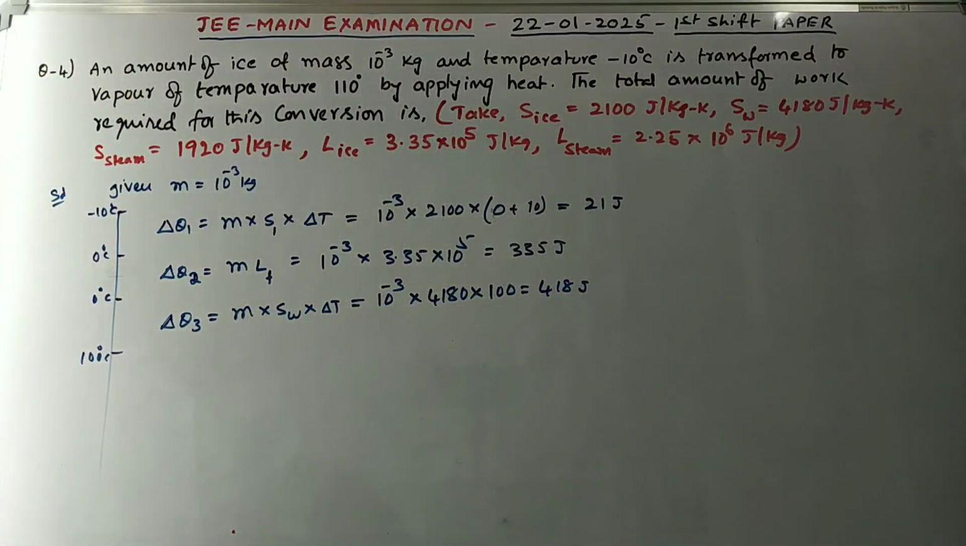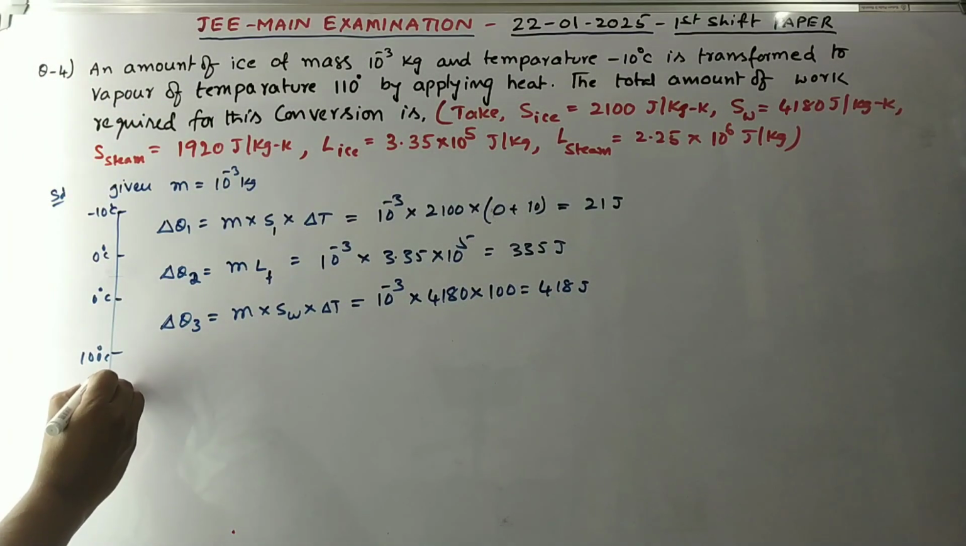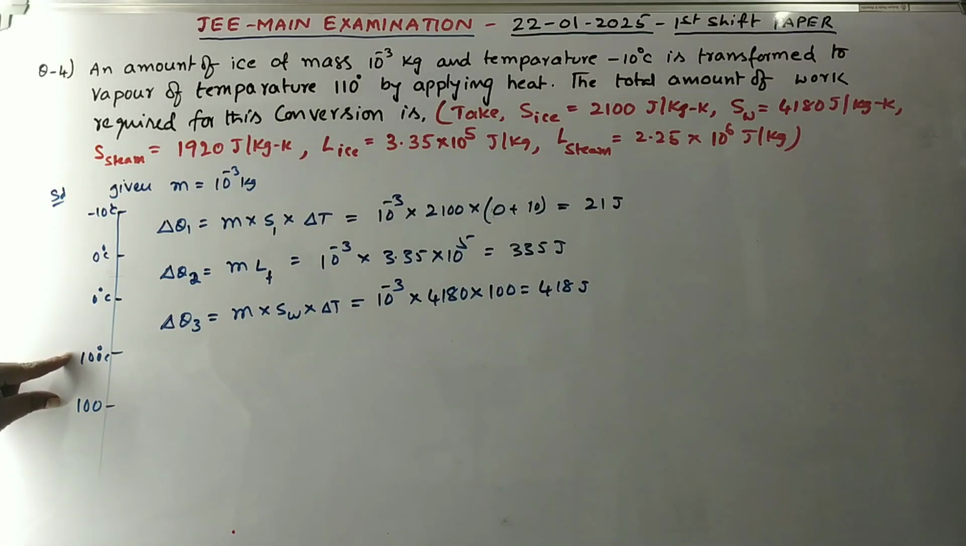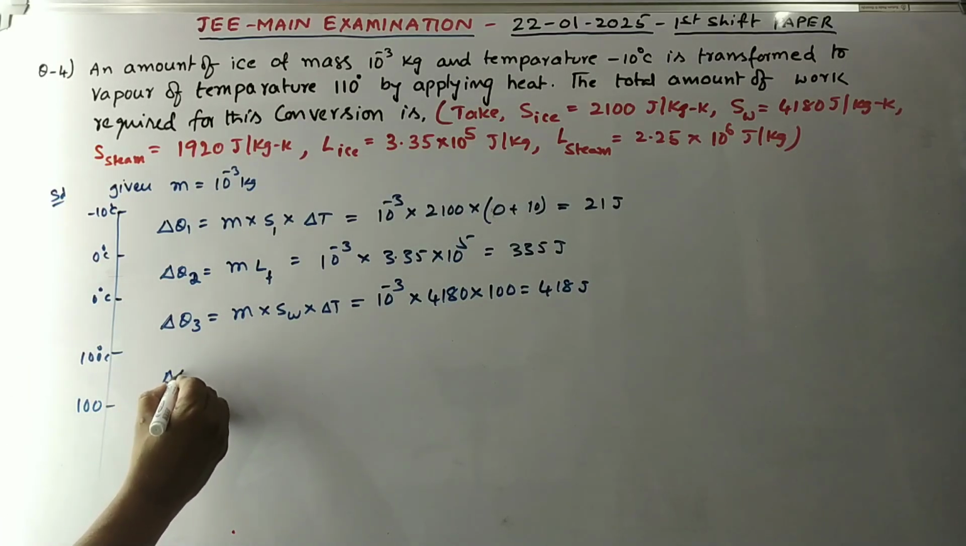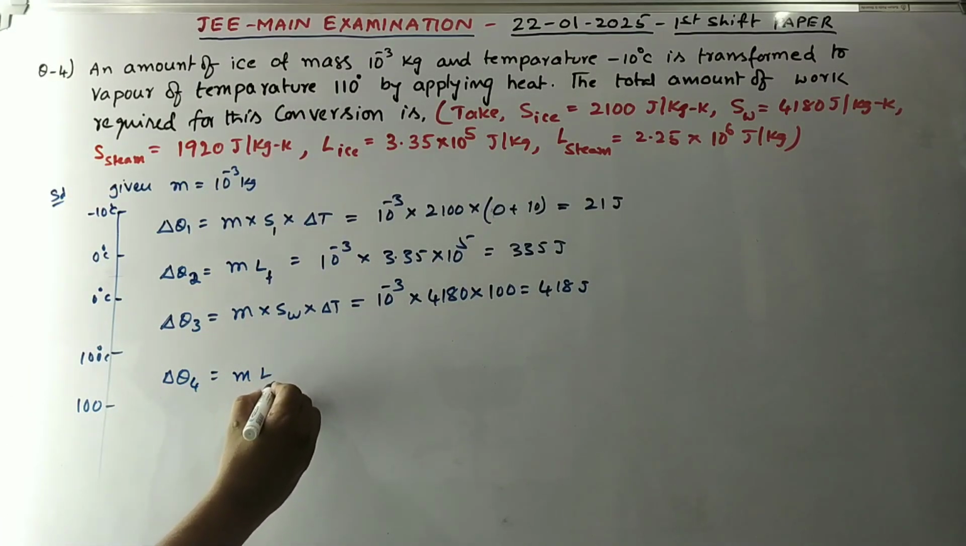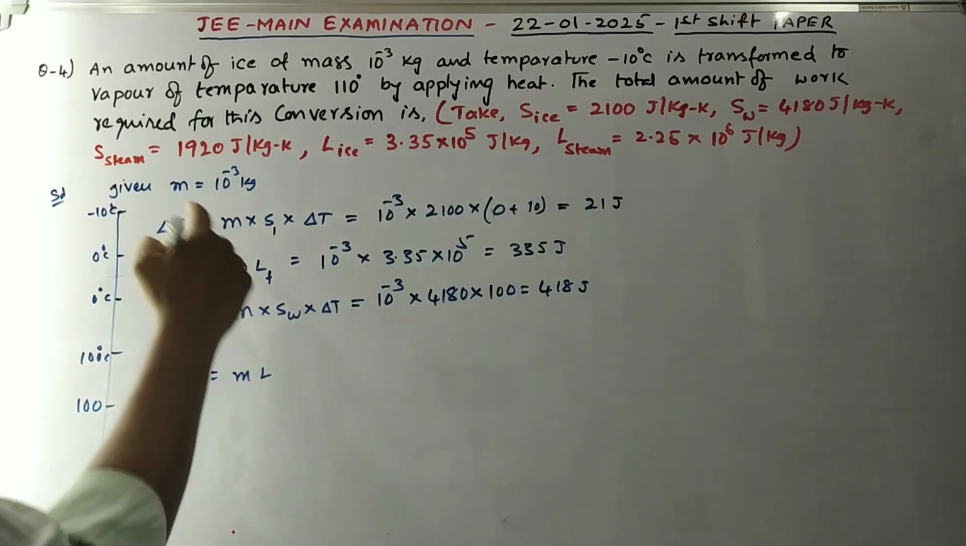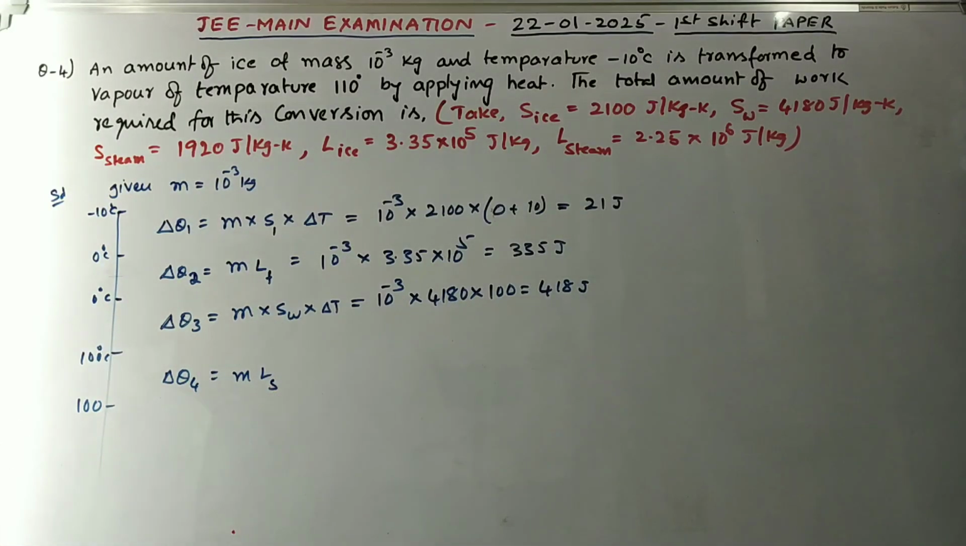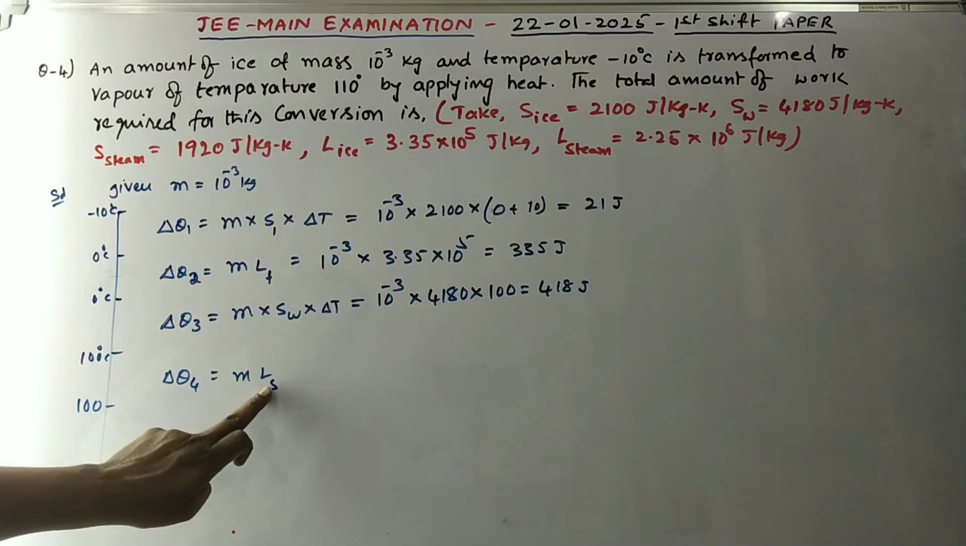418 joule. Later, water at 100 degrees Celsius is converted into vapor at 100 degrees Celsius. This is called a phase change. Again, the amount of heat required at phase change is equal to m into the latent heat of steam, the latent heat of vaporization, LV.